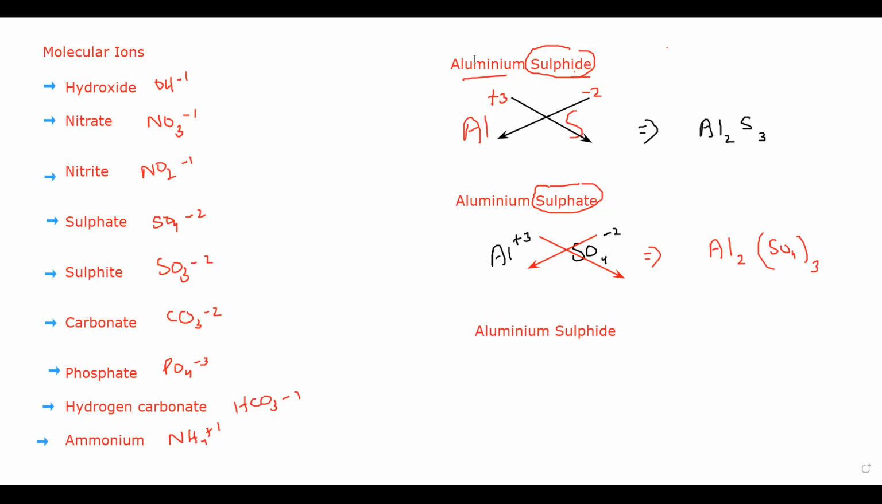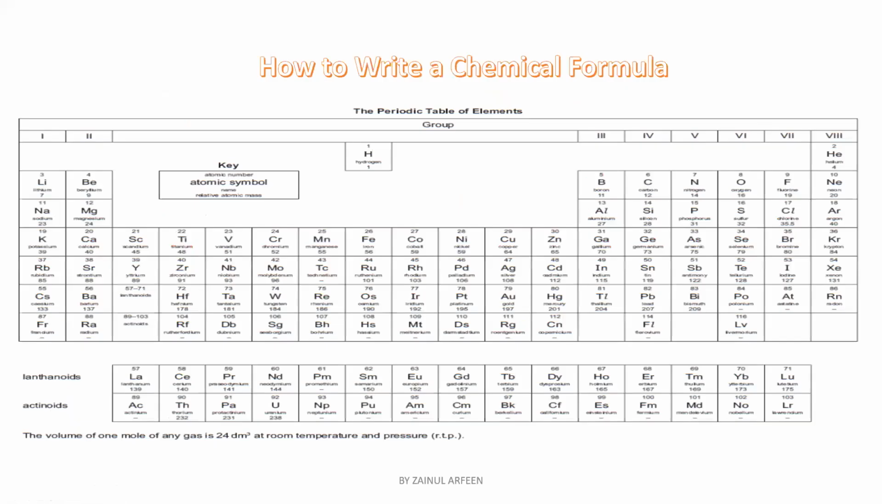Sulfide, it should be minus 2. When you check the group, sulfur belongs to group 6. So group 1 is plus 1, group 2 is plus 2, group 3 is plus 3, then minus 4, minus 3, minus 2, minus 1, 0. So it belongs to group 6. Oxygen, sulfur, selenium, they all are minus 2. Is it clear?